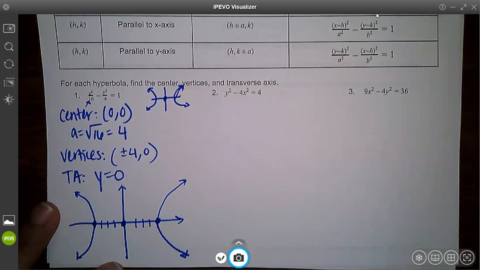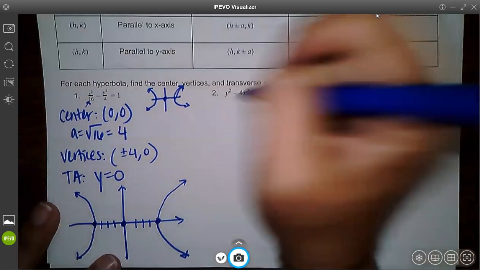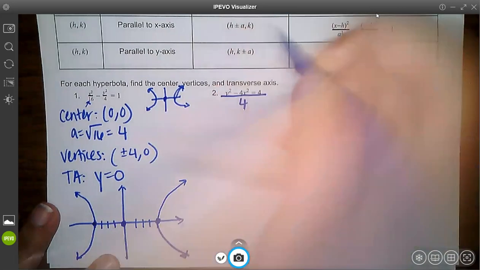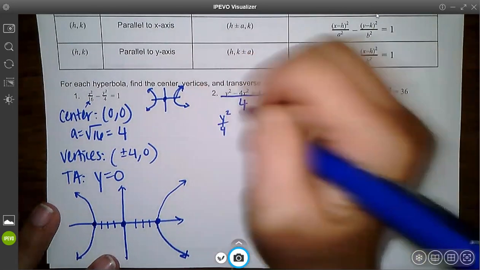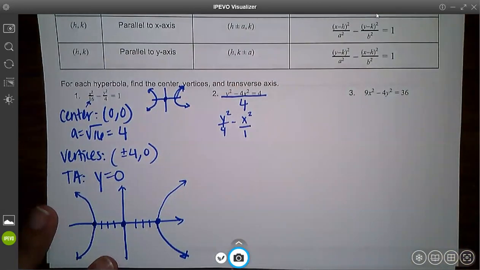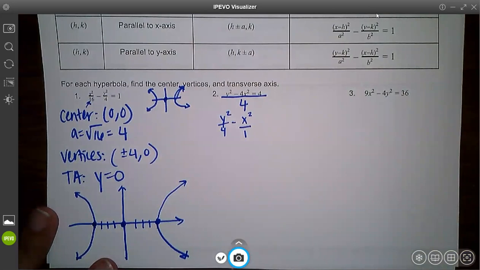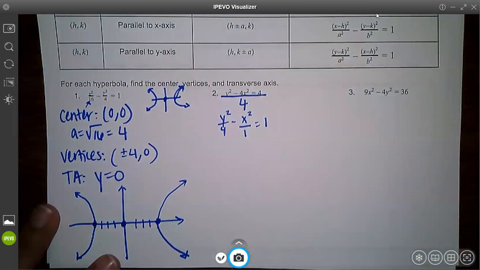Just like when we did ellipses, it has to say equals 1. If it doesn't say equals 1, you're going to make it say that by dividing by whatever it does equal. So I'm going to divide this whole thing by 4. So I have y squared over 4 minus x squared over 1, and I like to go ahead and put the 1 there. For some reason it helps my heart. And then equals 1.